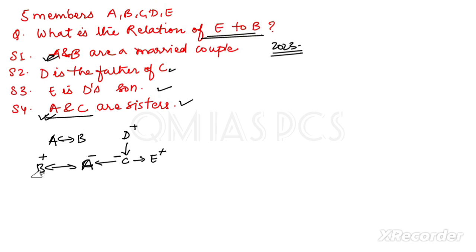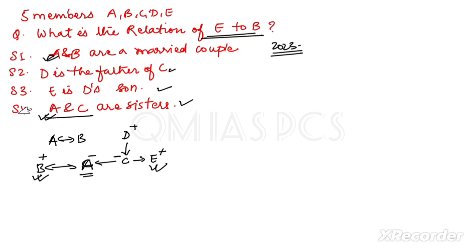Now can you tell me what is the relation between E and B? I mean, what is the relation of E to B? Who is E? B is the husband of E's sister. Husband of A. That means E's sister is A. That means E is the brother-in-law of B. Okay, so it is clear that if we merge all four statements, then we are getting the answer.